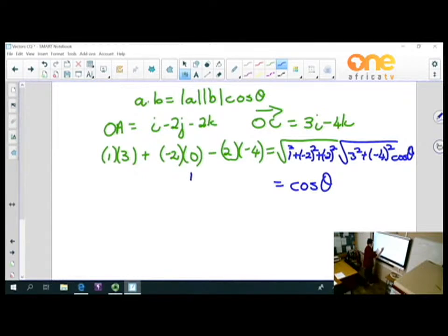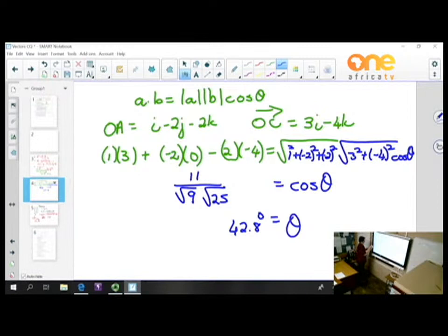So this is 11. The magnitude here is the square root of 9, which is 3. That one is the square root of 25. And now we can just press the calculator, second function cosine 11 divided by this, and my answer is 42.8 degrees. 42.8 degrees. Right, let's look at question 2.